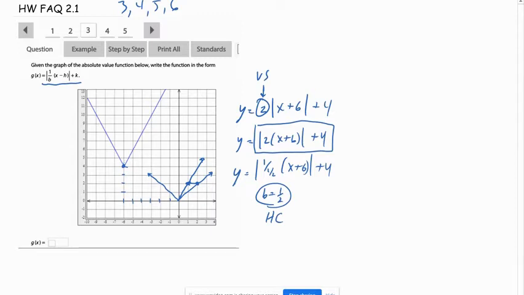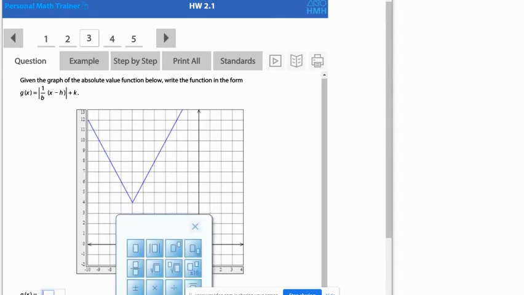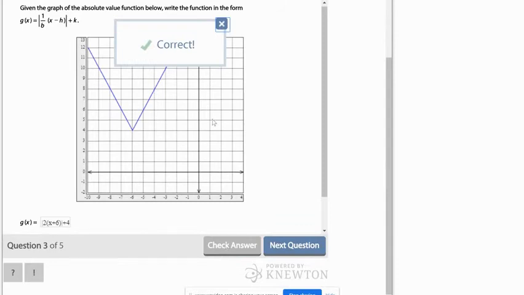And so now we'll go ahead and try typing in this equation and see if it accepts it. And so if I put in absolute value, then I'm doing 2 parentheses x plus 6 and then up 4, so plus 4. Let's see if that accepts our answer. And they like that.